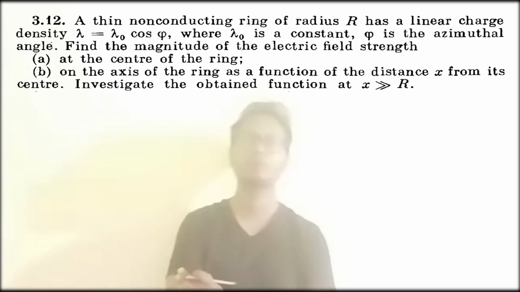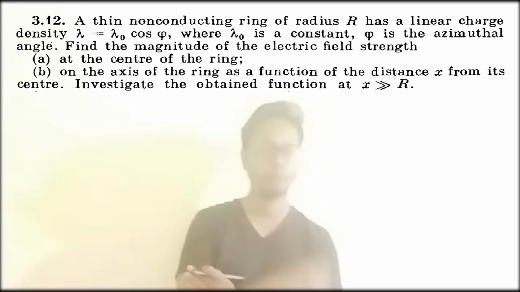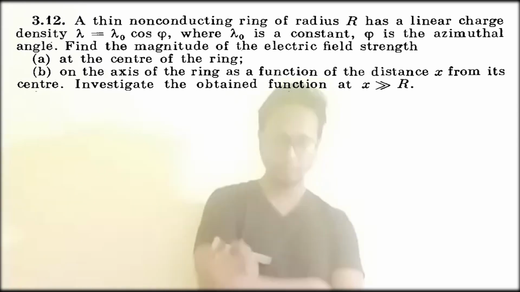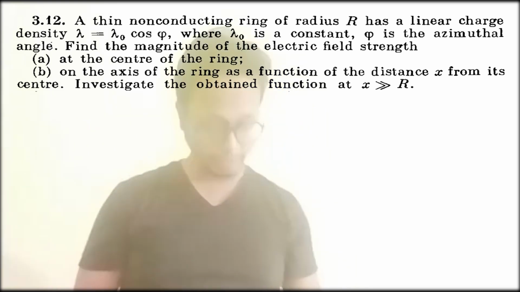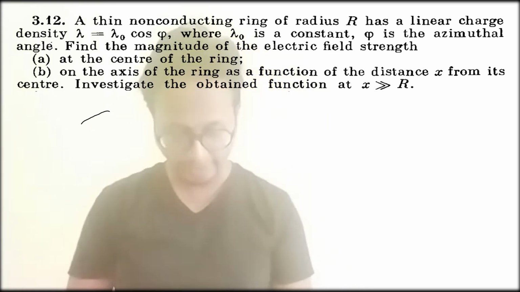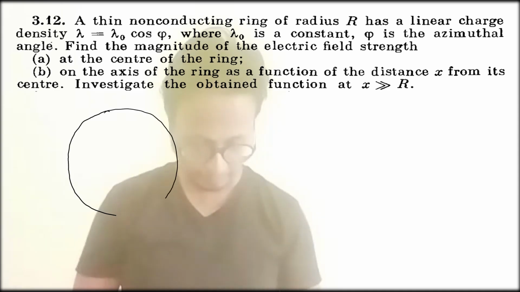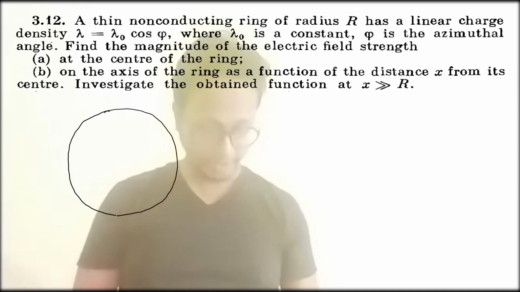If you don't understand it, don't waste much time on it. If you understand it, it's well and good. Just revise it. So to understand question number 12, what it says is that there is a circular ring out here. But the charge distribution in this circular ring is not uniform.